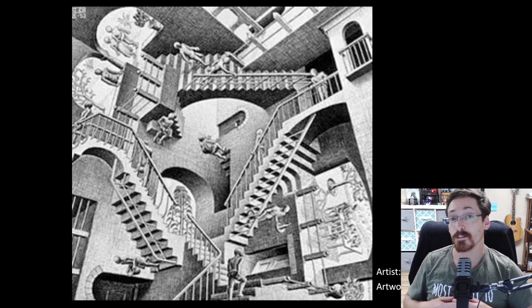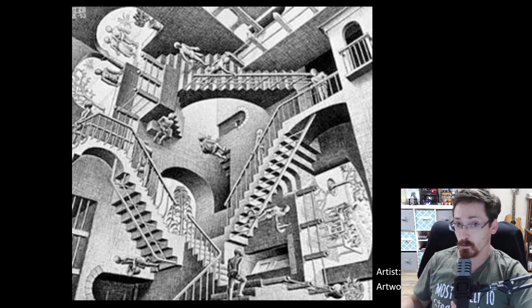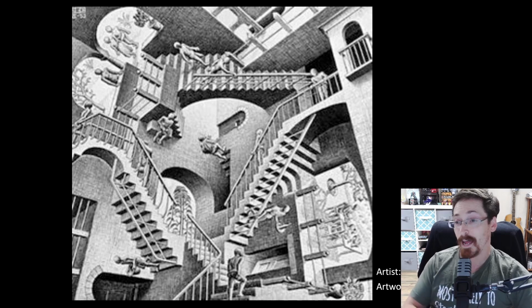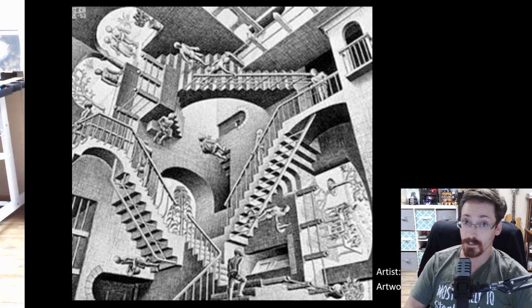Same thing with this M.C. Escher optical illusion. It is repetitive staircases. It's a pattern. A pattern is the same thing over and over and over again. It doesn't have to be in a rhythm, doesn't have to be in a specific order. It's just the same thing being shown over and over and over again.